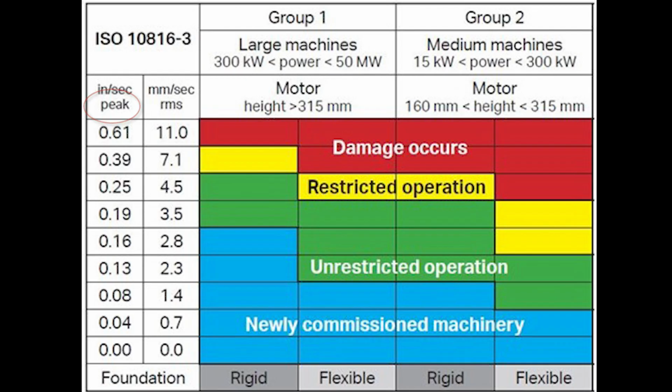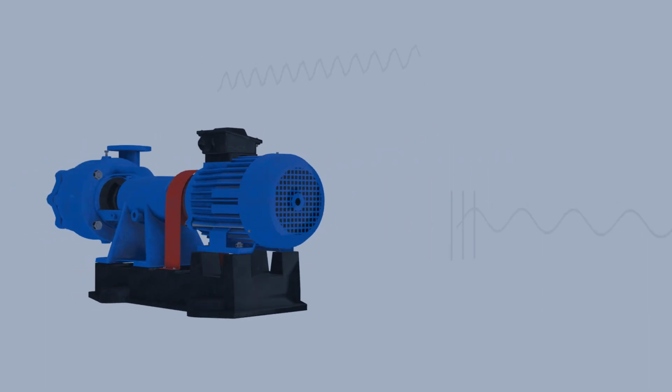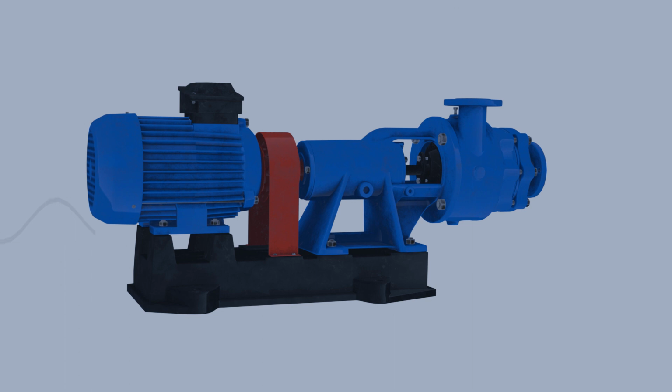The final severity chart shown is the one we use for Accurex. It is based on the ISO standards and sorts machines by the horsepower of the driver and structural rigidity of the mounting. Each system has its own vibration frequency, and depending on the amplitude, that frequency will identify any issues.